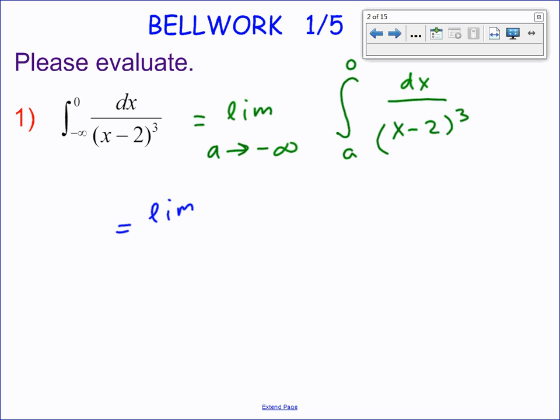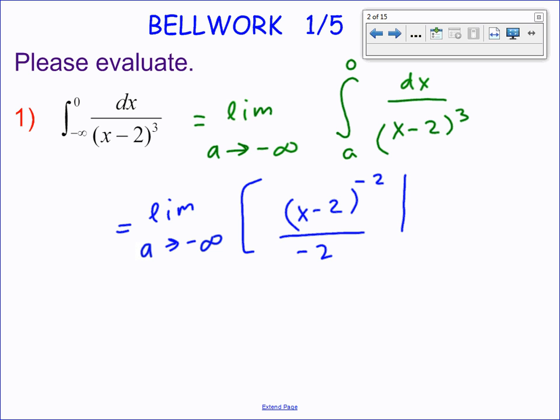Keep in mind that we must keep our limit expression throughout until we do the evaluation, just like when we evaluated limits back in AB. All right, so we've got the limit as a goes to negative infinity of, and we'll find our antiderivative function. Our antiderivative function is going to be add 1 to the exponent, so I get x minus 2 to the negative 2, and then divide by the new exponent, divide by negative 2, and then evaluate from a to 0.